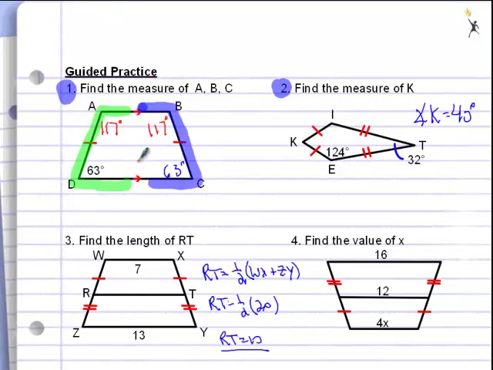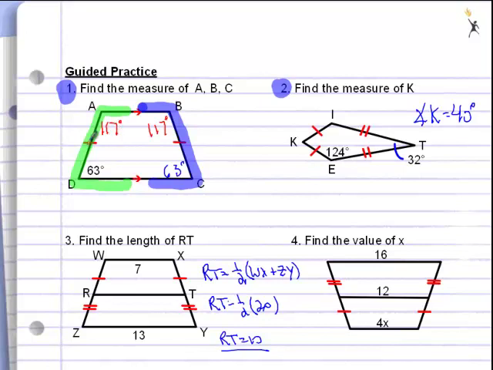Okay, let's look at number 1 first. You can see that I've already got the diagram filled out for angle A, angle B, and angle C. Let me tell you where I started. I started by saying if the top and the bottom are parallel, then I have consecutive interior angles, and consecutive interior angles should be supplementary. So 180 minus 63 should give me angle A, which is 117.